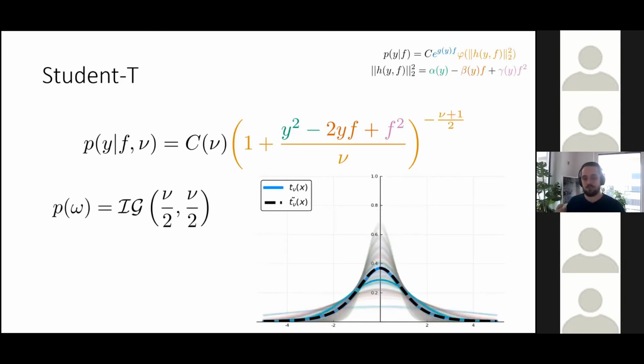If I sample from P of omega and define a Gaussian every time, and I basically make a Monte Carlo integration of the function, I recover exactly the Student t distribution. The approximation is the dashed line, and the true one is the blue line. And all the rainbow colors you see are all the samples.